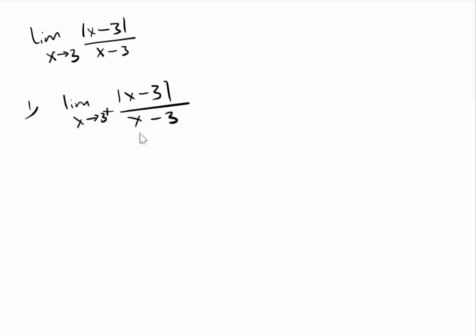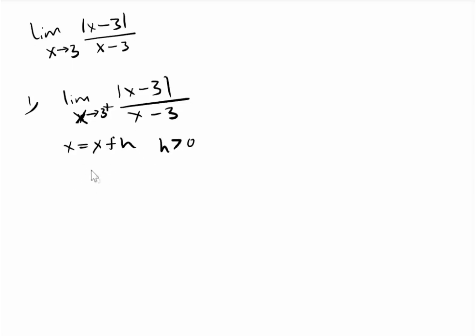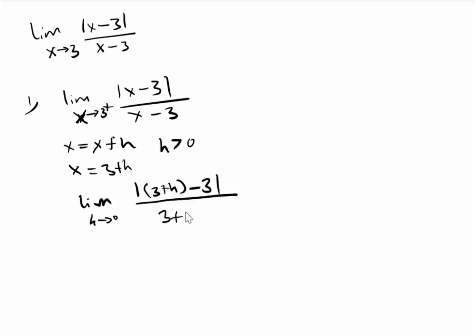So in this case, remember, for the right hand, we always assume x to be equal to x plus h, and this h is usually greater than 0. But our x is 3. Now we have that x is equal to 3 plus h. This implies the limit as h tends to 0 of 3 plus h minus 3, divided by 3 plus h minus 3.